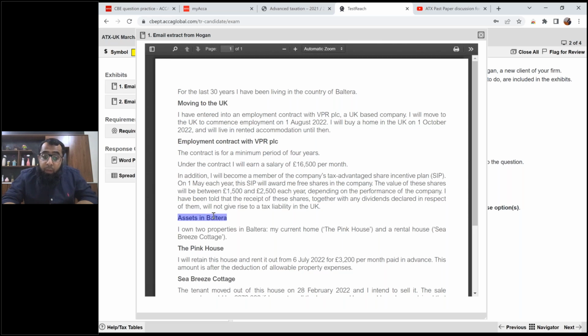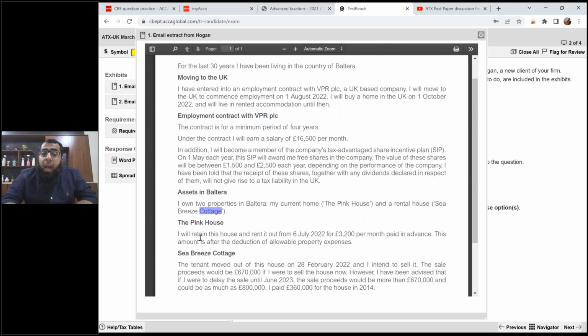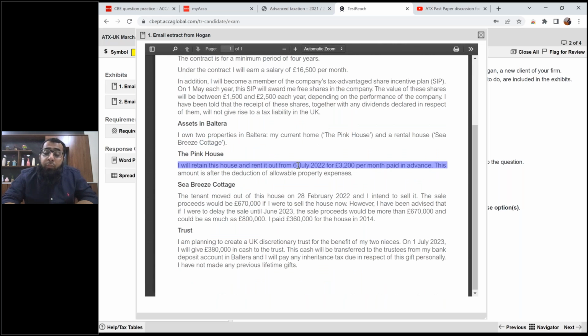Assets in Baltira. I own two properties in Baltira, my current home, the Pink House, and a rental house, Sea Breeze Cottage. The Pink House. I will retain this house and rent it out from 6 July 2022 for £3,200 per month paid in advance. This amount is after deduction of allowable property expenses. Then there is Sea Breeze Cottage.